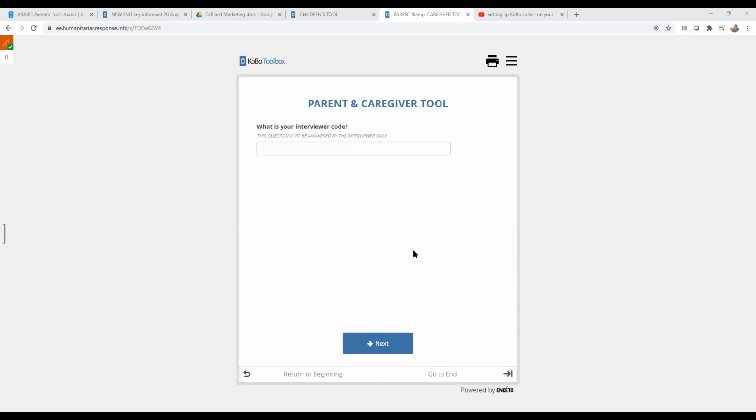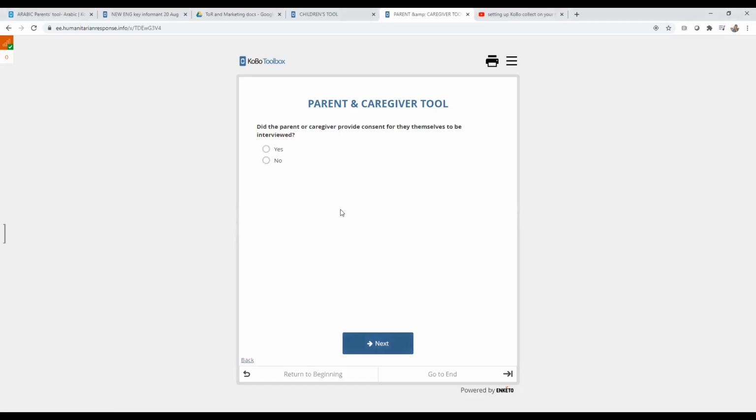Okay, so what we're starting off with is the interviewer code. Now for the interviewer code, what I would like to suggest is just to use the first name of the interviewer and any random number like 1, 2, 3, or 4. There's no special restrictions for this, but it will be for later on to check if there's anything wrong with the data. We will know which enumerator filled in this form.